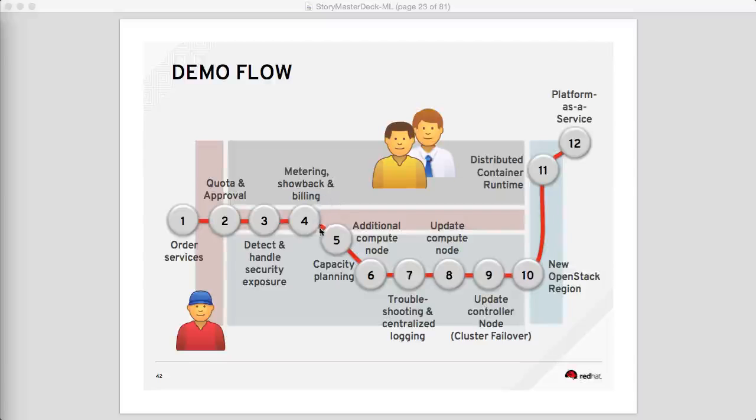We will then move down towards the infrastructure layer, which is more the focus of the administrator. So we will then look into cloud capacity planning, and we'll identify that additional compute capacity is required. So we will look at what it means to actually add a compute node. We will then look at how to troubleshoot error scenarios in the cloud environment. We will look at how compute nodes can be updated, how controller nodes can be updated, what it means in a highly available OpenStack environment. And we will look at how to actually roll out a completely new OpenStack region, a new OpenStack environment. There we will move back into the cloud workloads itself. We will look at the distributed container runtime and look at platform as a service.